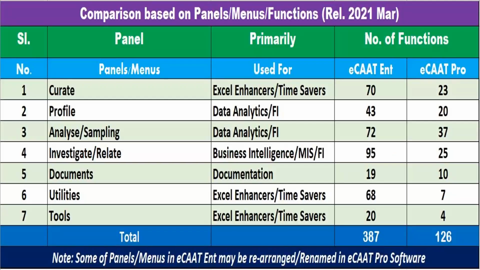Now, if you want to look at feature-wise or panel-wise analysis, you find when you use data analytics software like eCAAT, these are the benefits you get. You can do what is called time saving. There are functions which actually enhance the power of Excel. You can perform data analytics for fraud investigation. You can perform business intelligence, MIS or fraud investigation. You can do documentation. So these are the panels available, and it gives you a listing of the functions available as per each of the panels.